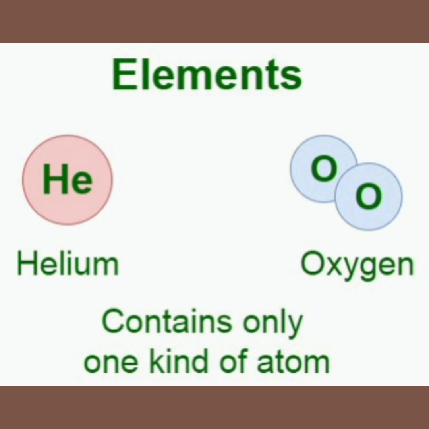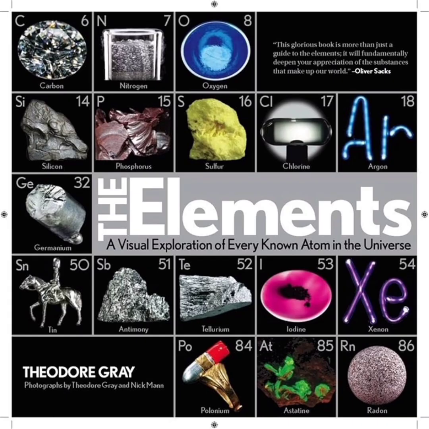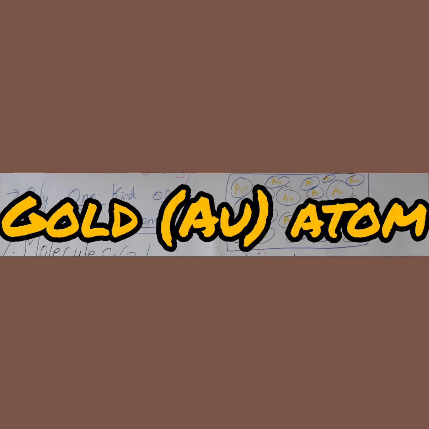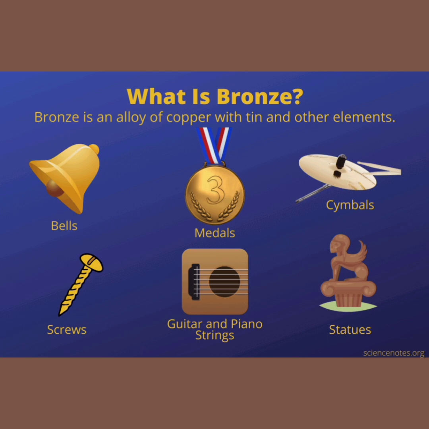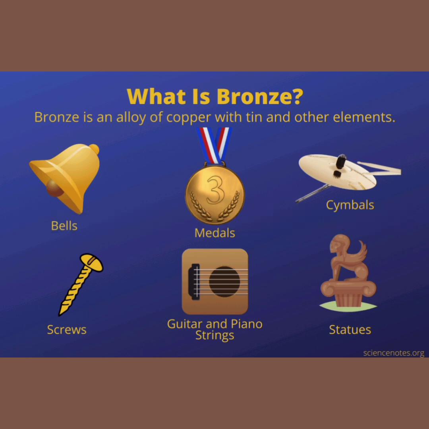You are all familiar with the periodic table, which is basically a collection of all the known elements. For example, what makes gold truly gold? It is because gold is made up of only one type of atom, that is, the gold atom. But what about bronze? Is it an element? No, it is not, because it is actually a mixture made of two different elements, mainly copper and tin.